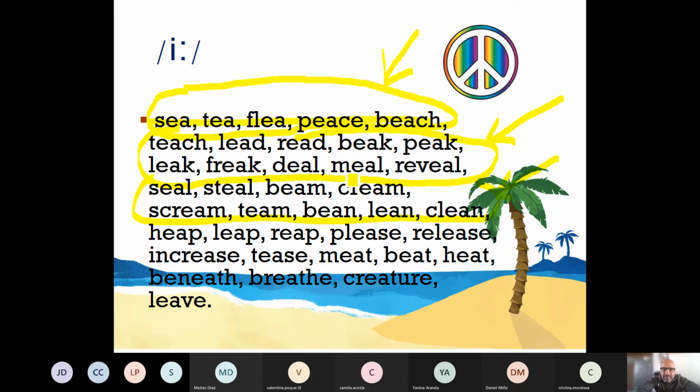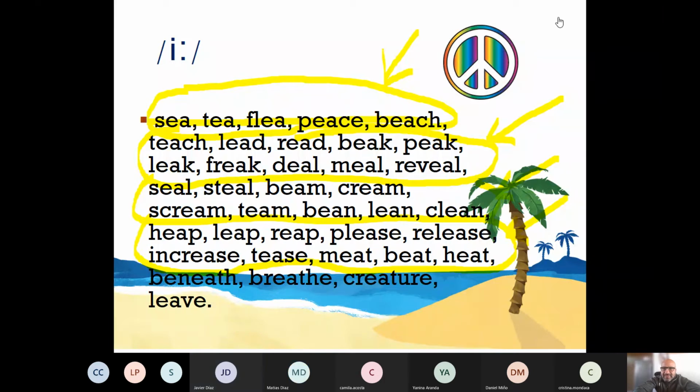Javier Diaz, would you mind reading this selection, please? Por supuesto, profe. Heave, leap, rip, please, release, increase, tease, meet, beat, heat. Perfect. Thanks so much, Javier.